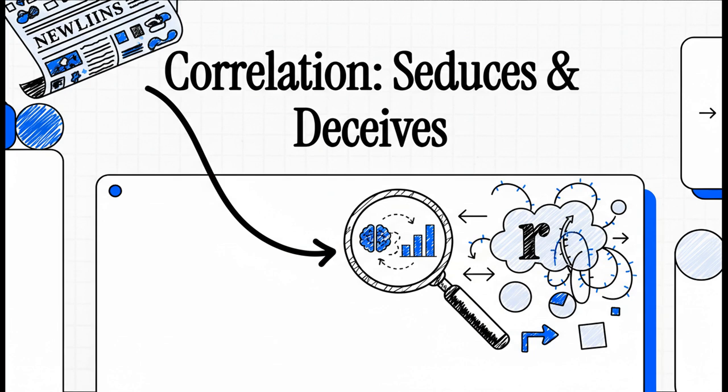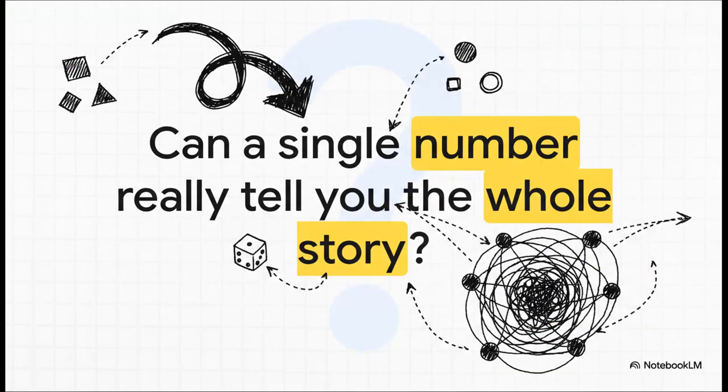So today, we're going to pull back the curtain on this little number R to see how it can both enlighten us and, honestly, totally lead us astray. And that really is the big question, isn't it? Can one number, just one, actually give you the full picture? I think you can guess the answer. But by the end of this, you're going to see exactly why a single number is almost never the whole story.